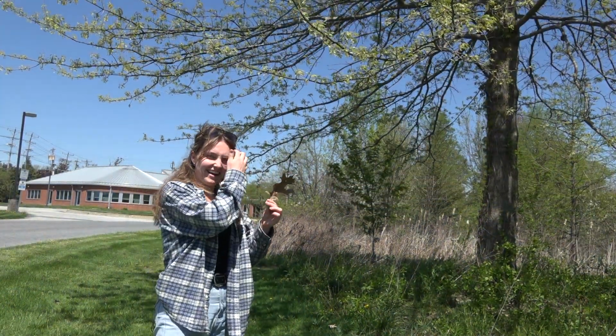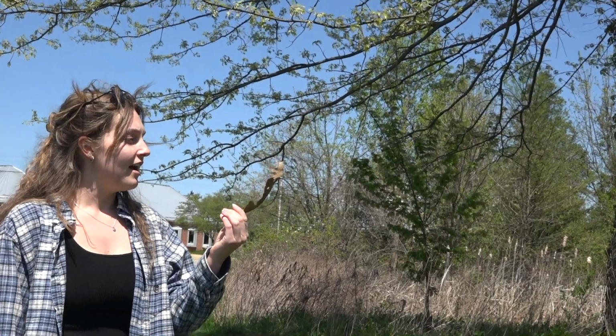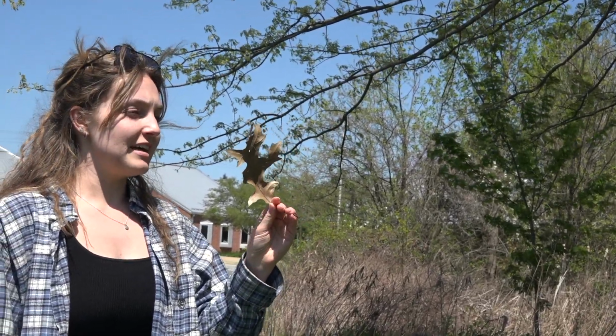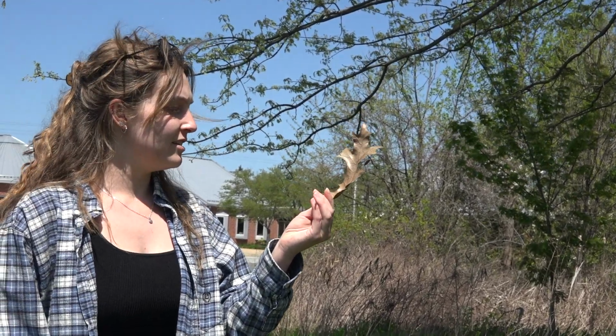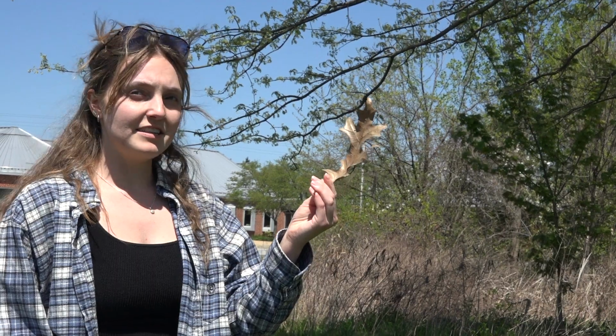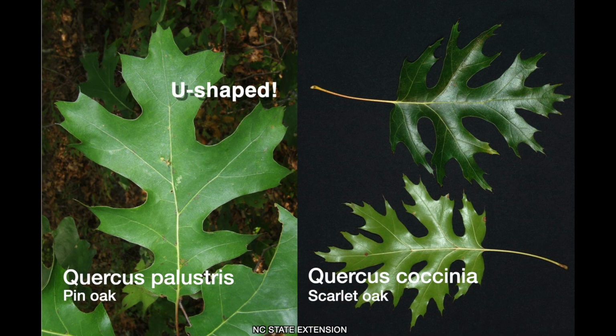Looking at this leaf, I can tell that it is an oak leaf, a Quercus leaf. And I can also tell that it is a red oak rather than a white oak because it has pointed lobes instead of rounded. And then I also have a pretty good idea that it's a pin oak because it has U-shaped sinuses rather than C-shaped sinuses, which is a different type of oak.